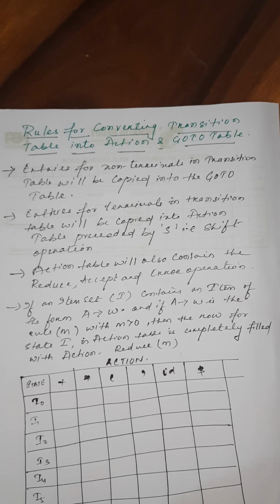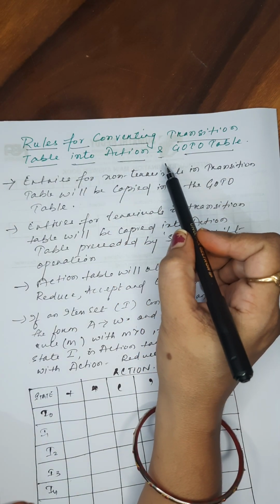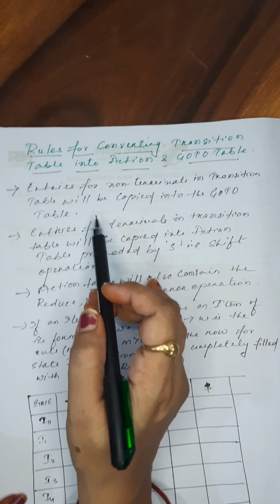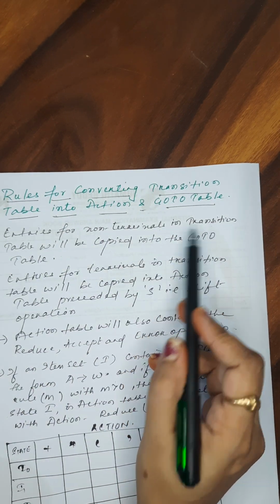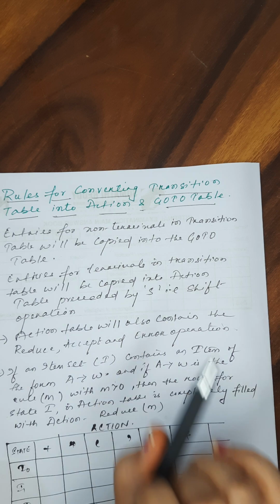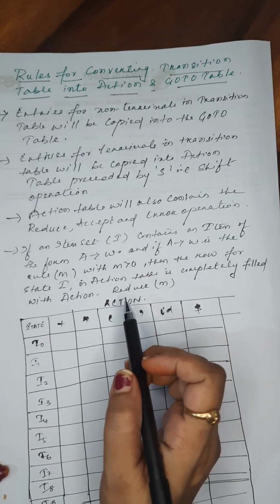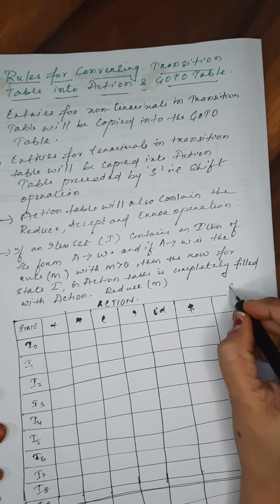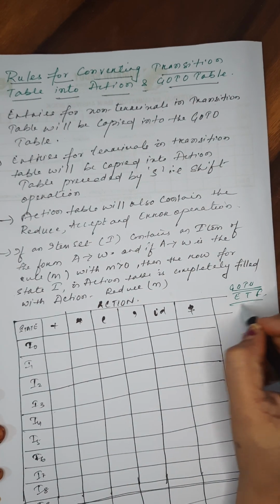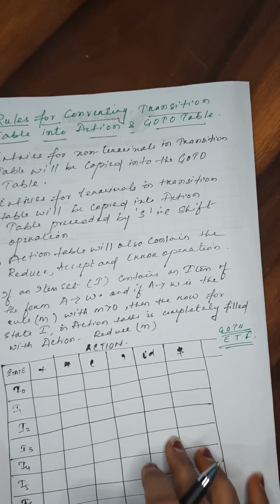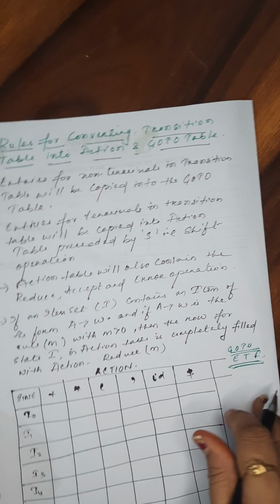Now in this video, we'll check how to convert the transition table into action and go to table. So first we'll check for the rules. Entries for the non-terminals in the transition table will be copied into the go to table. Here I have already drawn the layout of the table. Here's the action table. One more has to be go to, and that table will contain your E, T, F, the non-terminals present in the transition table. Actually, we don't require to do it again unless it is asked.